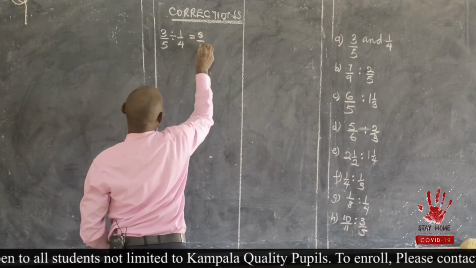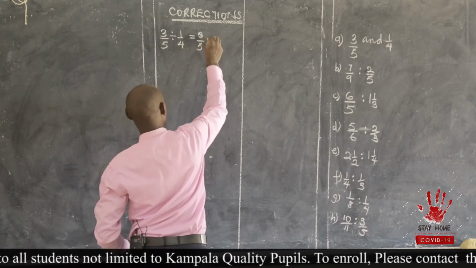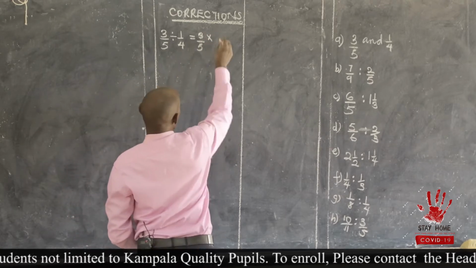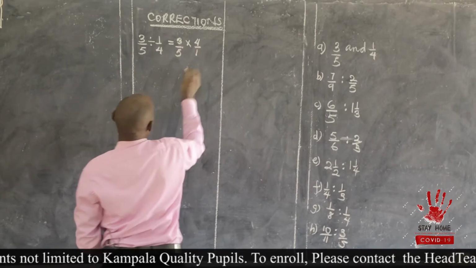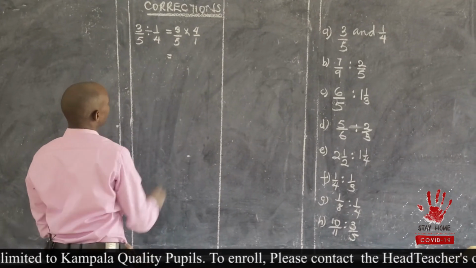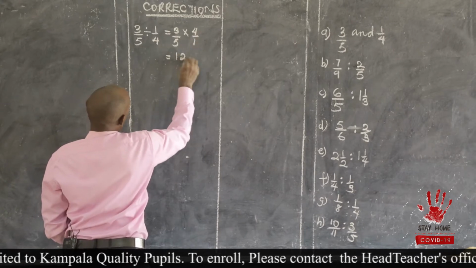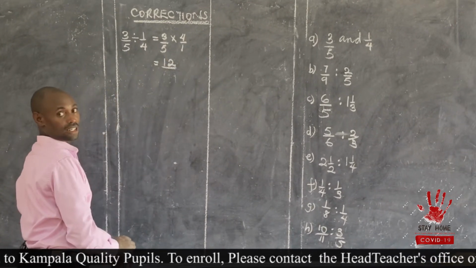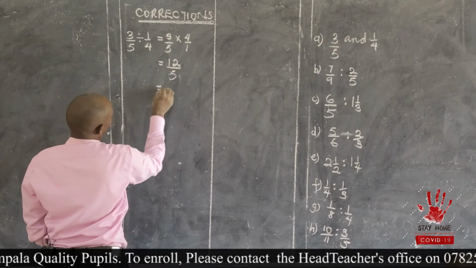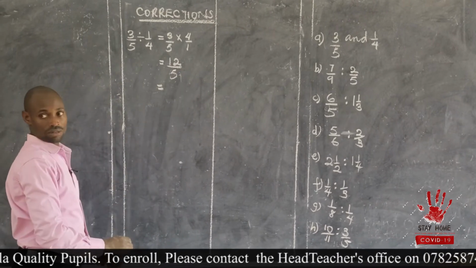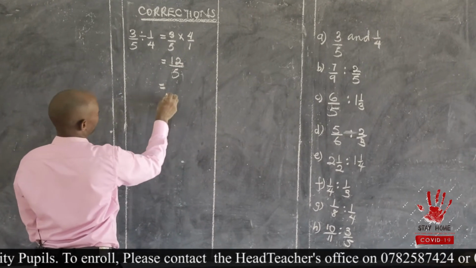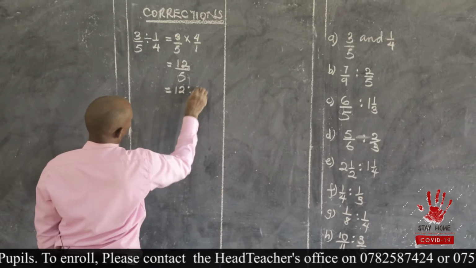It is 3/5. I told you division changes into multiplication, and the next fraction becomes a reciprocal, which is 4 out of 1. So get the product of the numerators, which is 3 times 4, that is 12. Get the product of the denominators, which is 5 times 1, and that is 5. Can this one be further reduced? The answer is no. So how do we write 12 out of 5 as a ratio? That is 12 to 5.